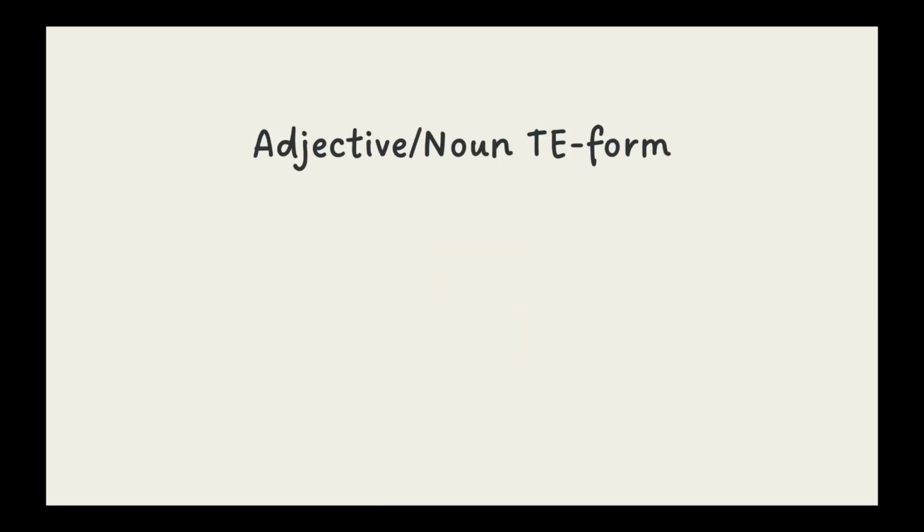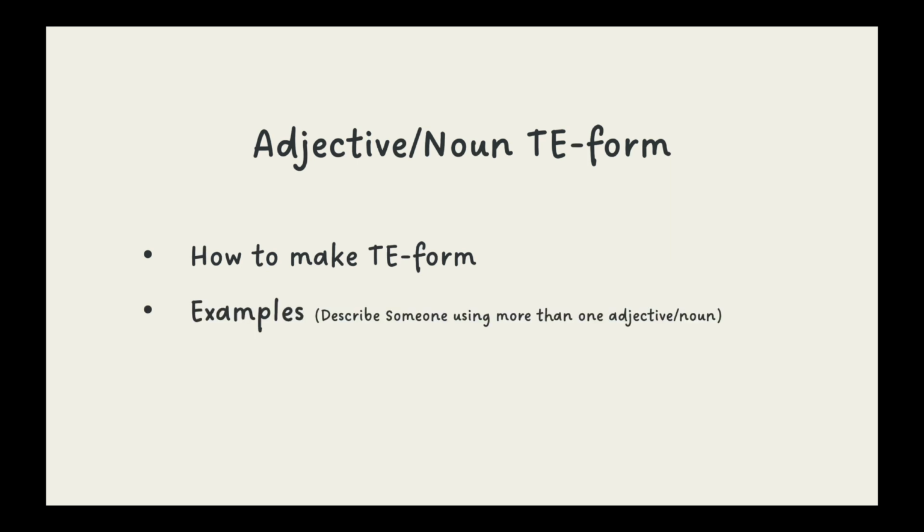こんにちは. In this video, we'll be learning how to make the te form for adjectives and nouns. We'll also learn how to use the te form to describe someone or something, using more than one adjective or noun. For example, Shiro is cute and kind. At the end of this video, you can test your knowledge with some quizzes.